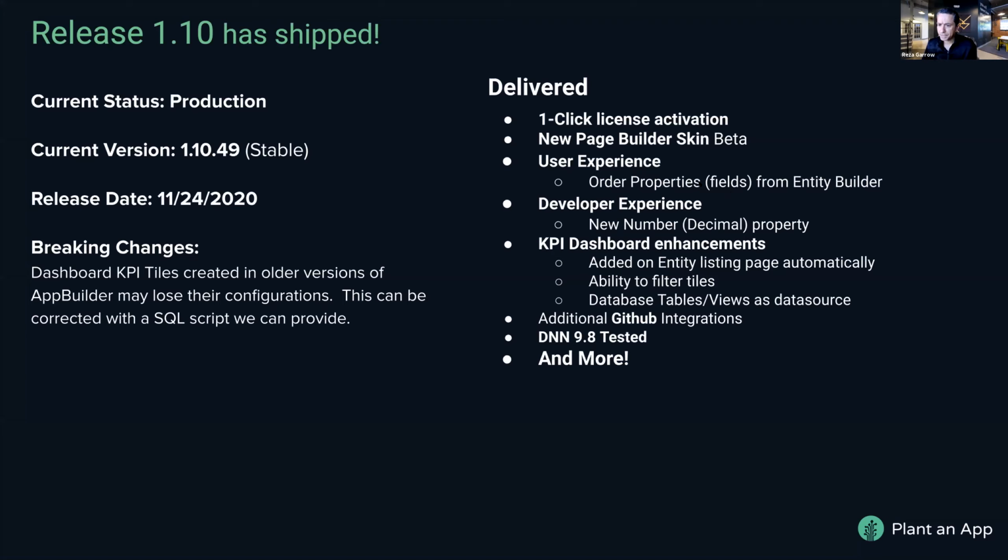Talked about in past episodes, the ability now to reorder your properties just through drag and drop, and they'll propagate out to your different UI that's generated for your app, your pages, your forms, your listings, that sort of stuff. We've got the new decimal property throughout the system, so you can specify integer and decimal separately when you are using a number. The KPI dashboard has had a lot of new capabilities come into it, the ability to filter, the ability to target other tables and views, even from different servers, SQL Server databases. It is SQL Server based right now.